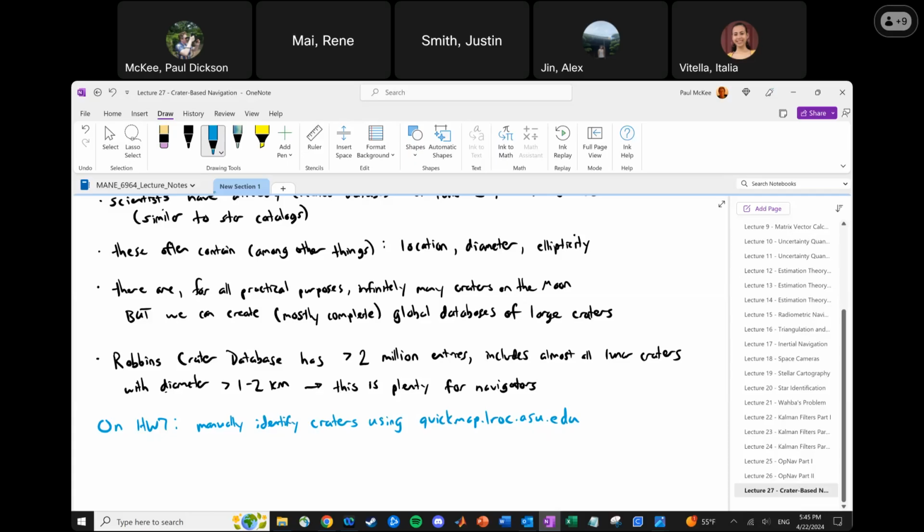So if you take the time to identify a certain crater and you zoom in and go, oh, this crater in the image is this crater on the moon, what you'll end up with is a list of latitude, longitude coordinates to craters in the image, which is what we're after for homework 7. So questions on crater databases, Robbins crater database, or are we good to go for a little bit? All right. Thank you for bearing with me.